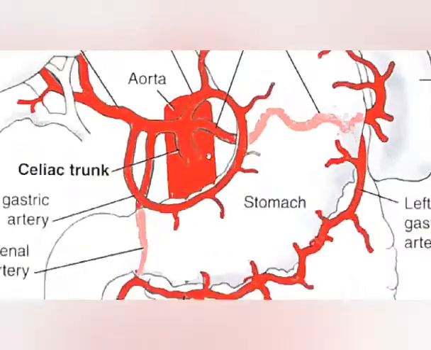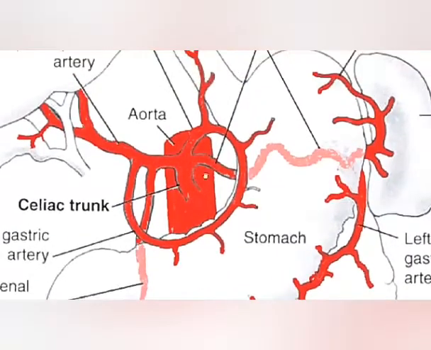Let us just see the celiac trunk. The branches of the celiac trunk include the left gastric artery here, the splenic artery, and the common hepatic artery. The common hepatic artery gives off the gastroduodenal artery to become the proper hepatic artery. Now, this is the right gastric artery, you can see it going like this. The right gastric artery can either originate from the hepatic artery, or it can also originate from the gastroduodenal artery.